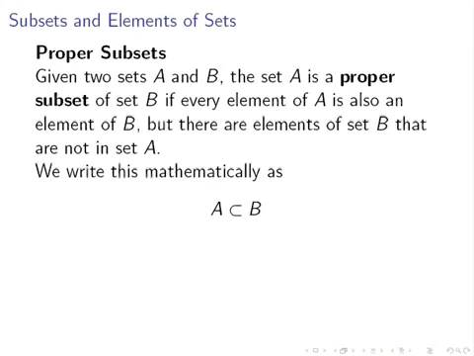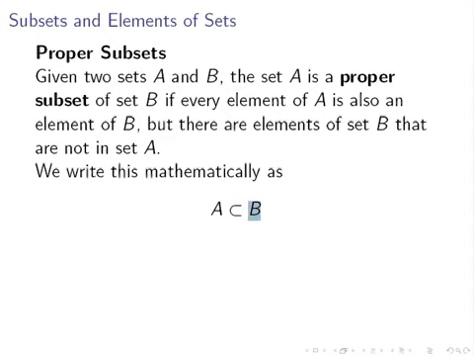But I just have a few more remarks to make. A proper subset: if we have two sets A and B, the set A is a proper subset of set B if every element of A is also an element of B, but there are elements of set B that are not in set A. So we might write that mathematically as follows. A ⊂ B. A is a proper subset of B.